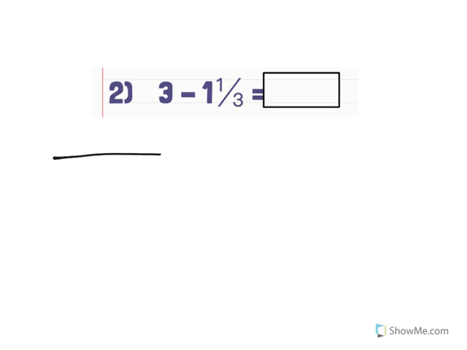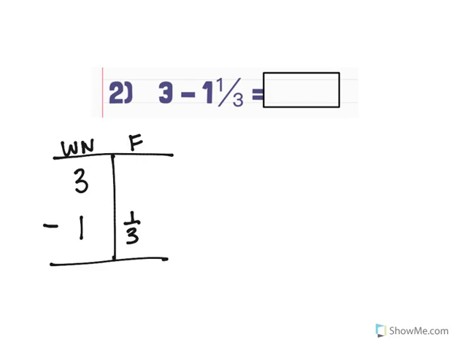First thing we do, we set up a t-chart. Whole numbers on the left and fractions on the right. We have 3 minus 1 and 1/3. It's important to make sure that the 1 and 1/3 goes on the bottom part of your t-chart. Now this time, look for what happens when I don't have anything to take 1/3 away from.